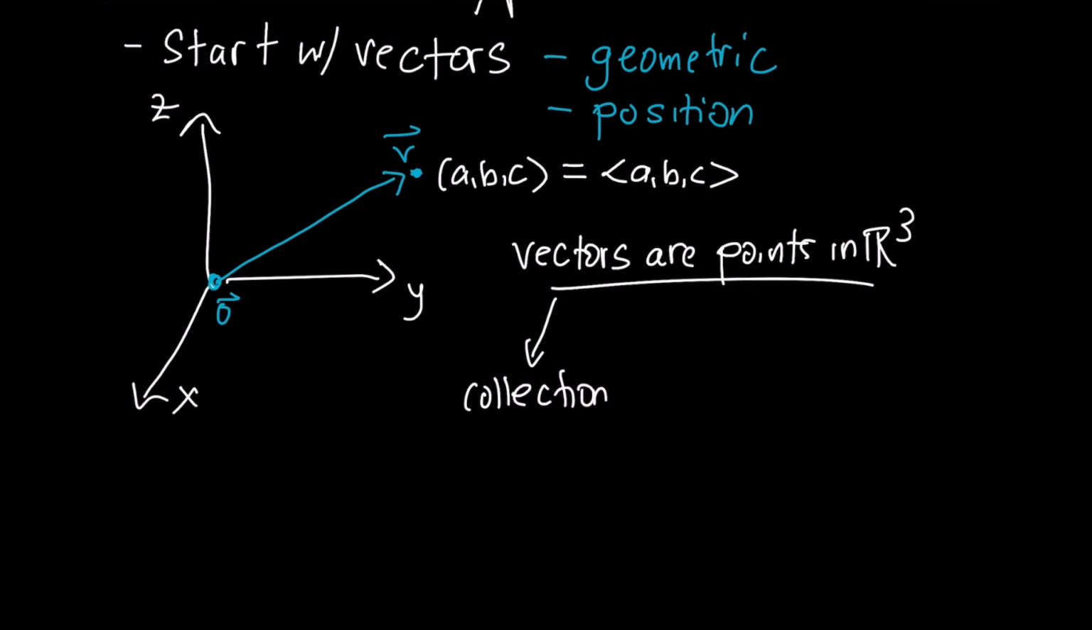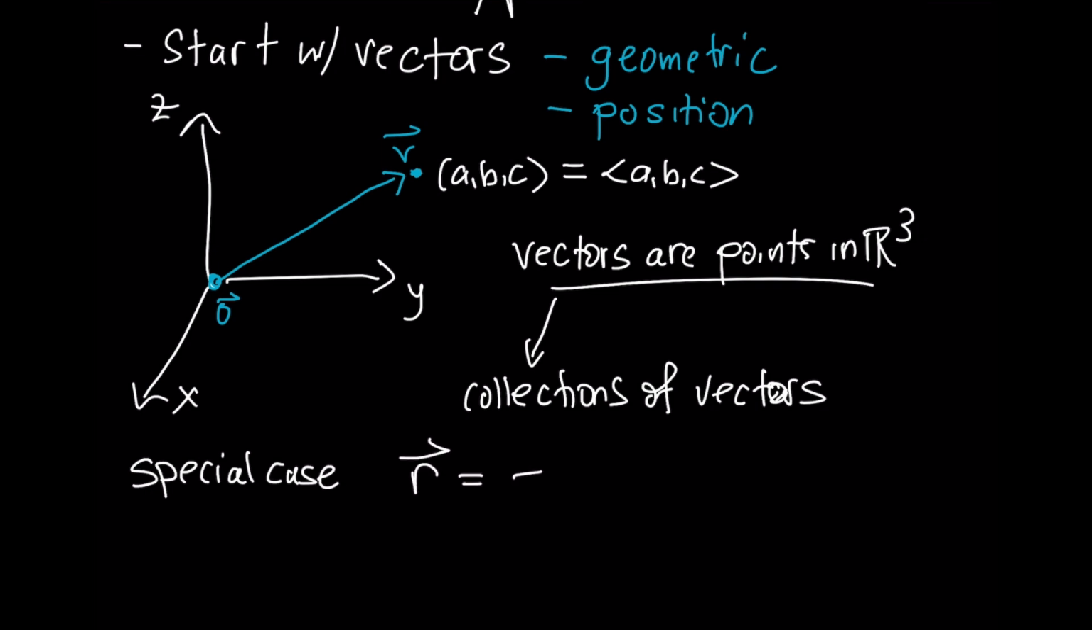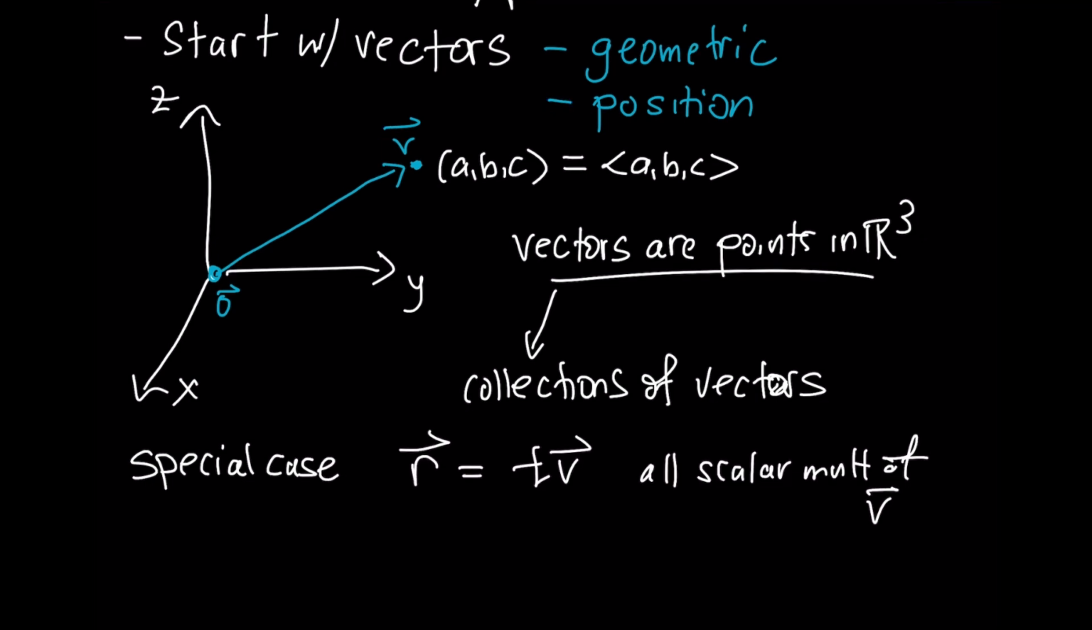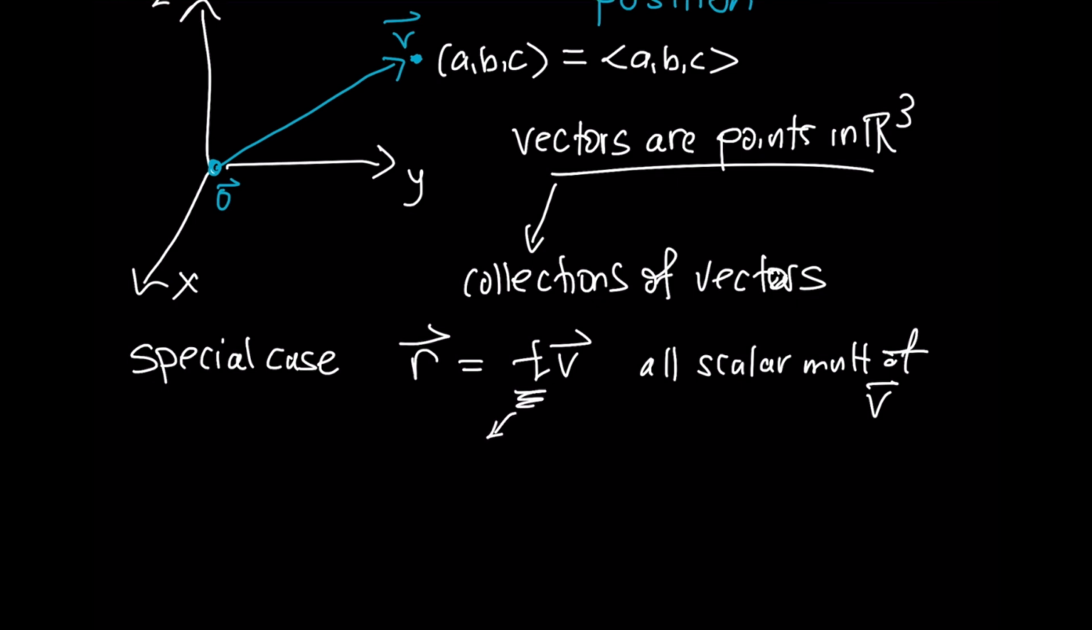You can then extend and then talk about collections of vectors. We're going to talk about a very special case to begin with: every single multiple of a single vector v. Now this t right here is called a parameter. And what that means is it's a number. You can set it to be anything you want. That means R is actually infinitely many different vectors.